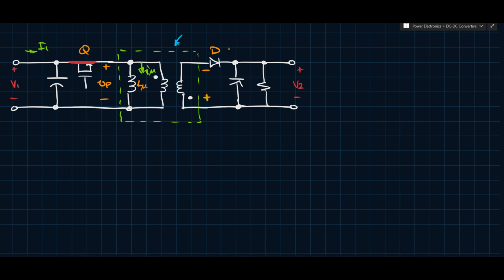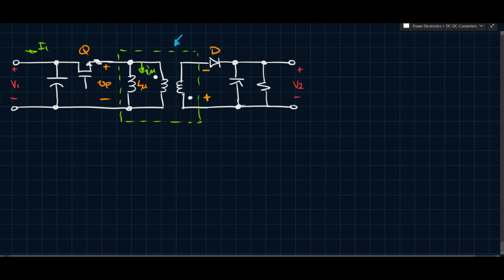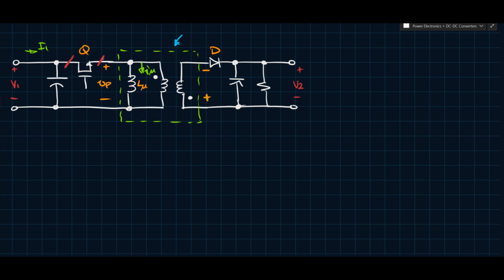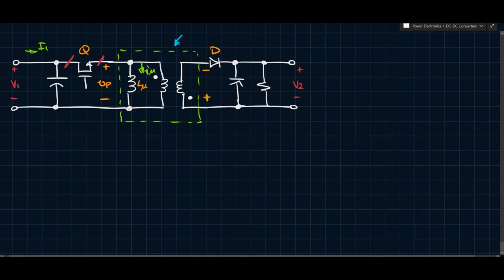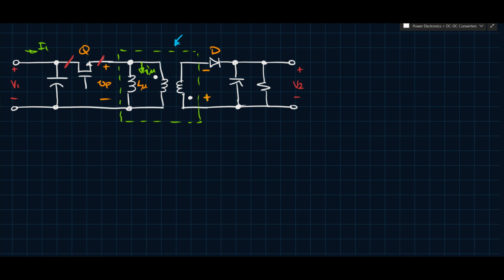Now when Q turns off, we'll see that this would obviously become an open circuit. So if this is an open circuit, no current flows through there anymore. And we also know that the current in any inductor has to be continuous. So as soon as Q turns off, the inductor current I mu is not going to have anywhere to go anymore. The magnetizing current doesn't have any path on the primary side.